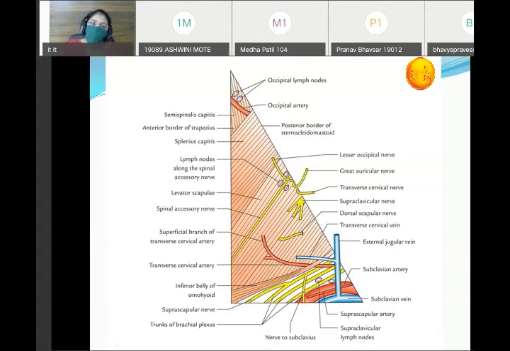If you see this figure, above this area is the spinal accessory nerve. This is the safe zone where the nerves and vessels are present. Below this spinal accessory nerve is the unsafe zone for neck surgeries.